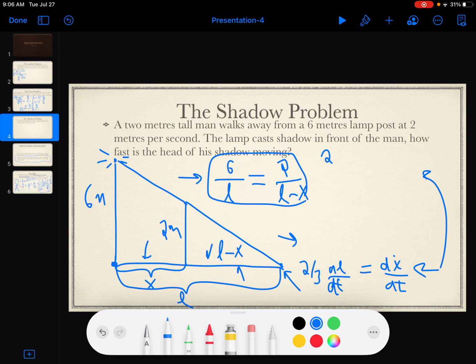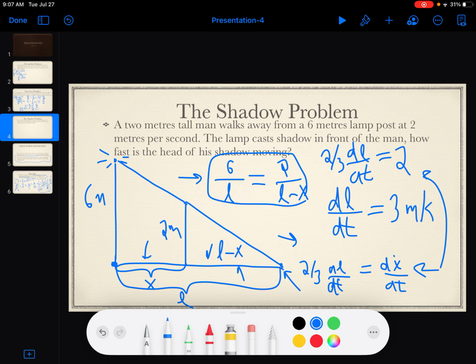I'm just going to rewrite this now. So we got 2 over 3 dL by dt. And we know dX by dt. We know how fast the man is moving, and he's moving at 2 meters per second. So now it's just a matter of isolating. And what we get is that dL by dt, which is how fast the head of his shadow is moving, is 3 meters per second. The 2's cancel out, and you multiply by 3 to get 3 meters per second.